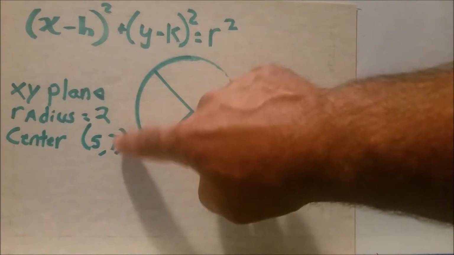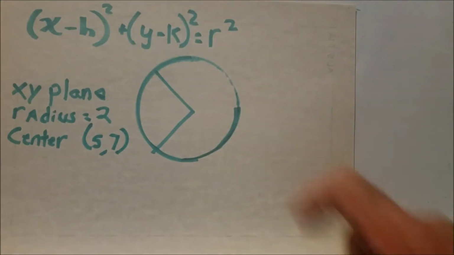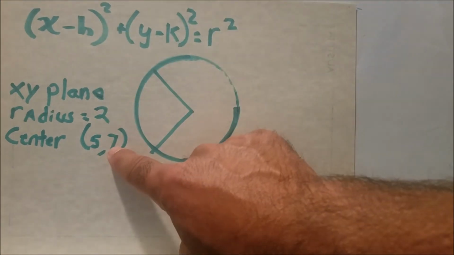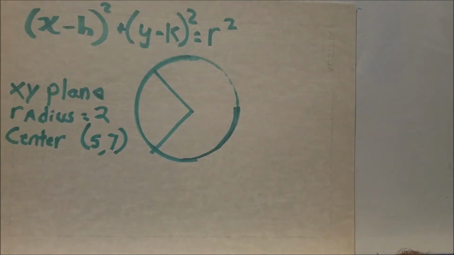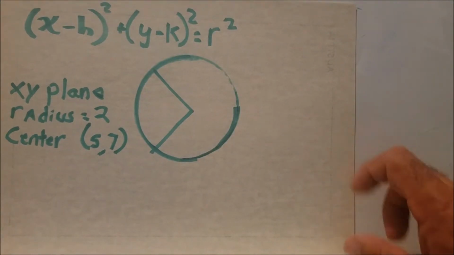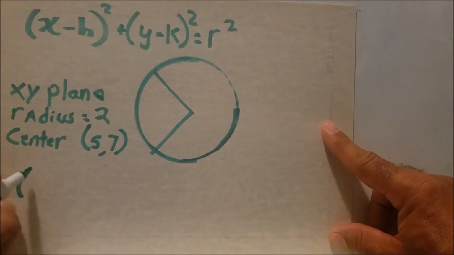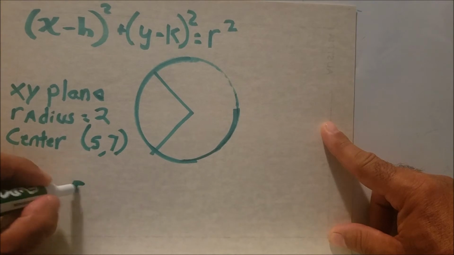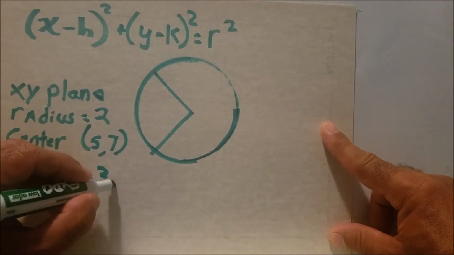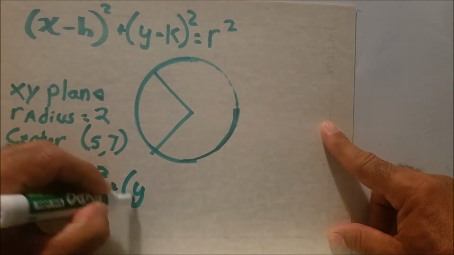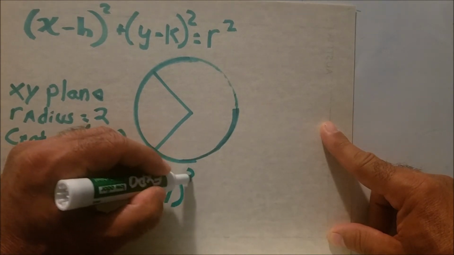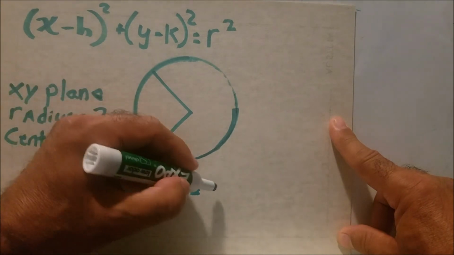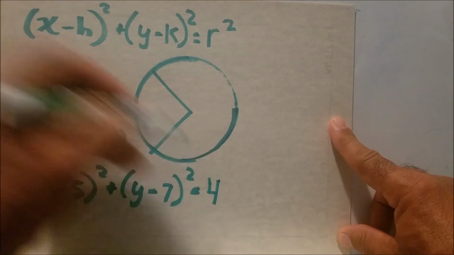So you can just take these numbers and plug them in. So the x number you'll put with where the h is, and the y you'll put where the k is. So I can change this now to be x minus h, which is 5, so it's going to be x minus 5 squared plus y minus 7 squared. And it's going to equal r squared, and r squared is 4. Right, because 2 squared is 4. So there it is. There is the equation.